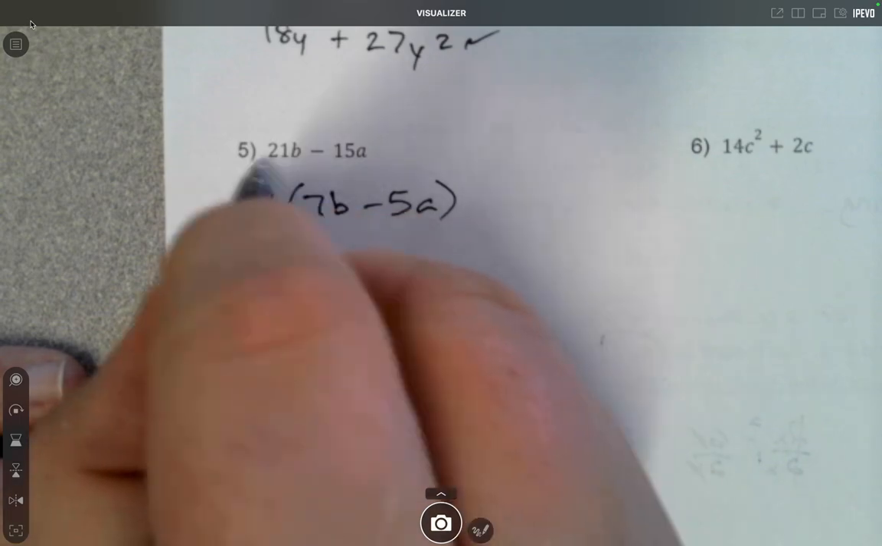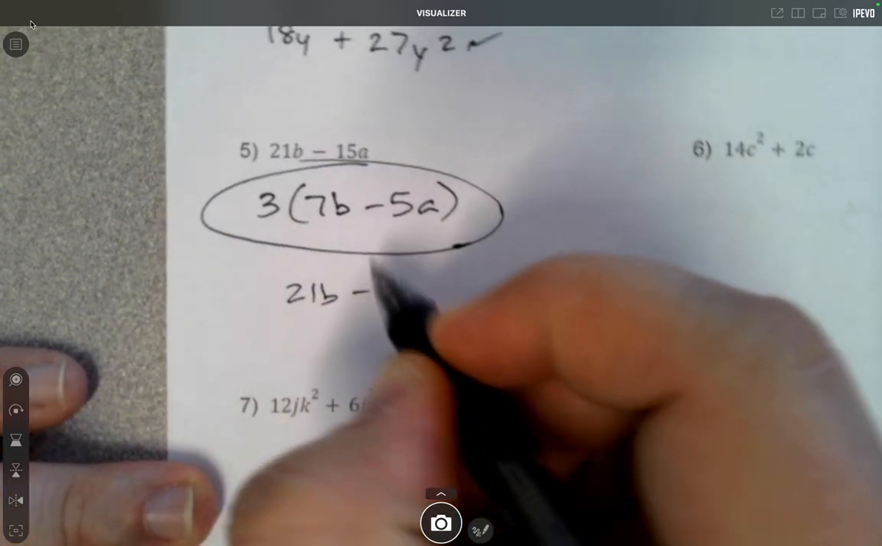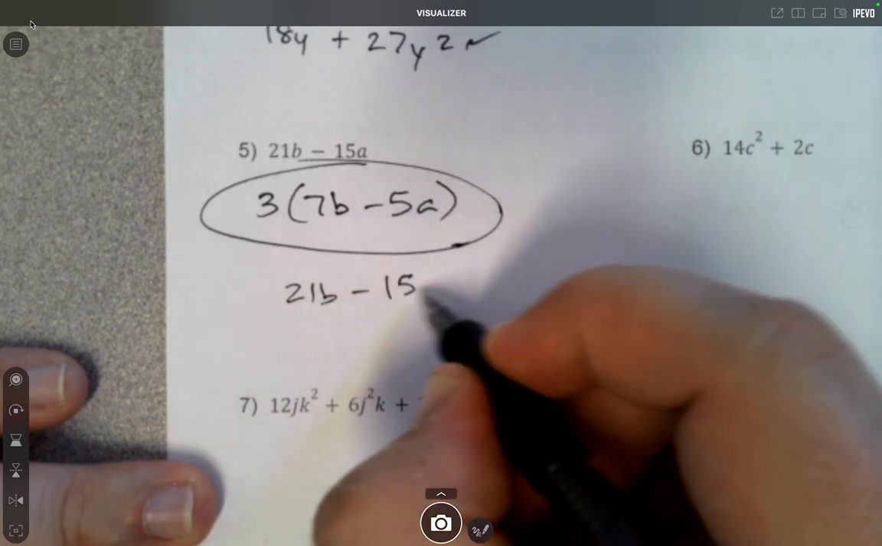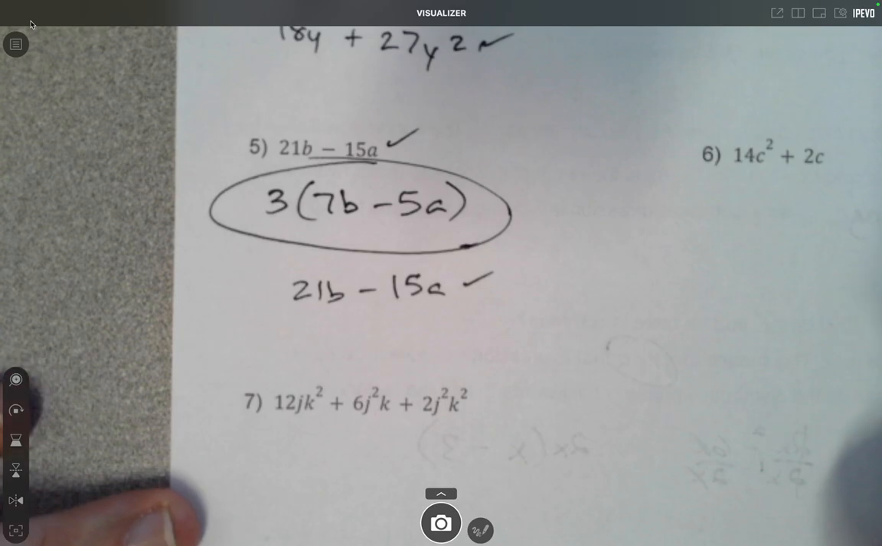So that's our answer, but again, if you want to check it, we can do 3 times 7b is 21b, 3 times 5a is 15a, and that matches what we started with, so that proves we did it correctly.